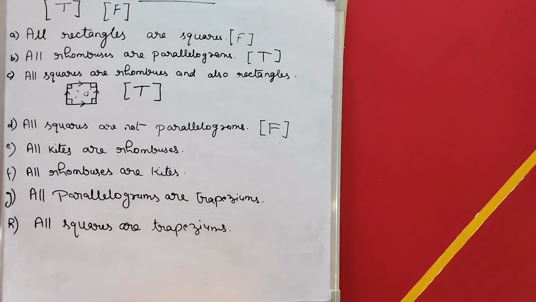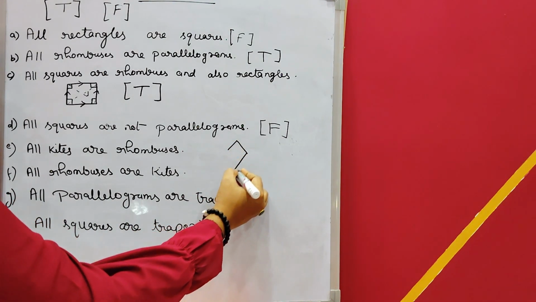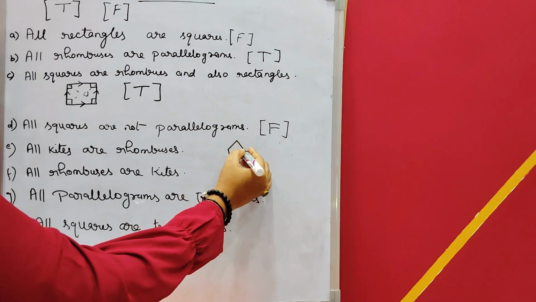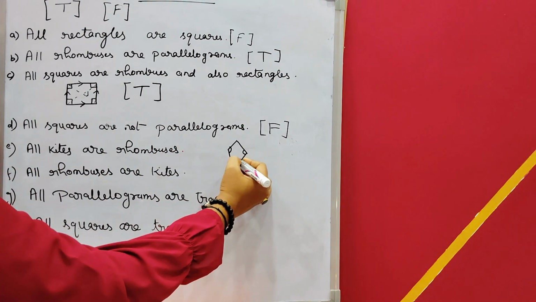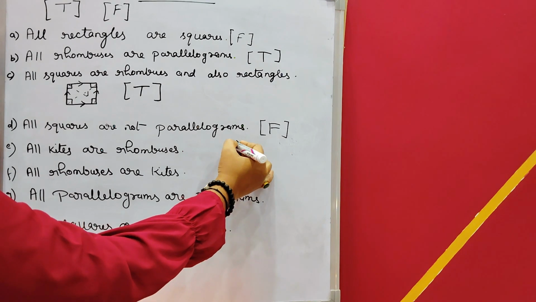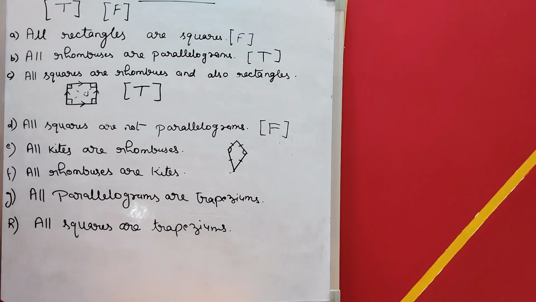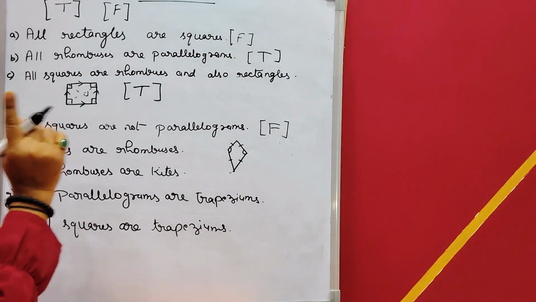Now statement E, that is all kites are rhombuses. No, all kites are not rhombuses, but all rhombuses are kites, because a kite is in the shape like that. So what are the kite properties? The opposite angles should be equal, and this length is equal, and this one is equal. All kites are rhombuses is not true, because a rhombus has all sides equal, but in a kite only two sides are of equal length, not all sides. So kites are not rhombuses.